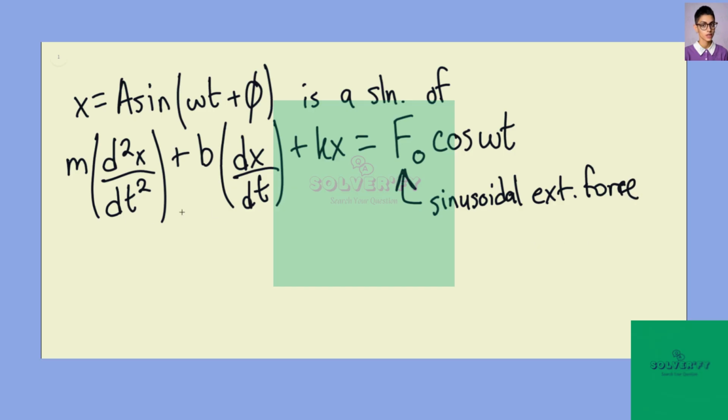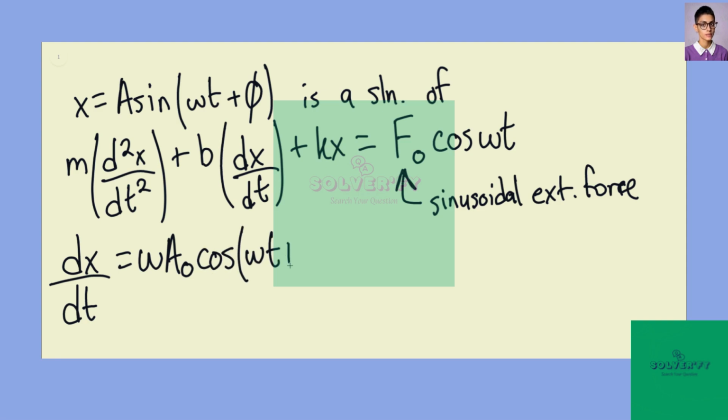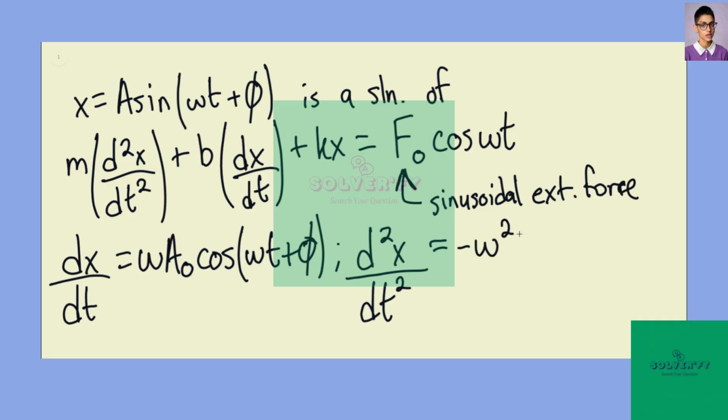And so at this point, we can find the derivative. So dx over dt is going to give us omega A naught times cosine of omega t plus the phase constant phi. And then the second derivative would simply be the derivative of the first derivative with respect to time once again. So this would be negative omega squared times A naught sine of omega t plus phi, the phase constant. And so at this point, we can just substitute.